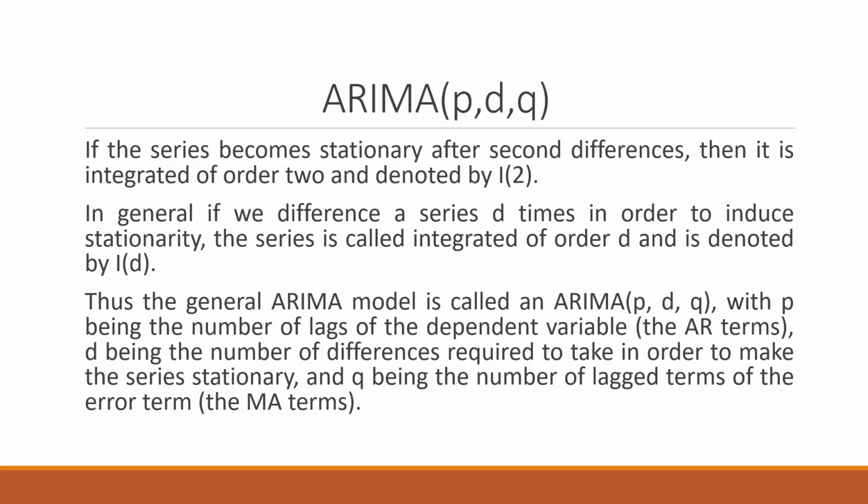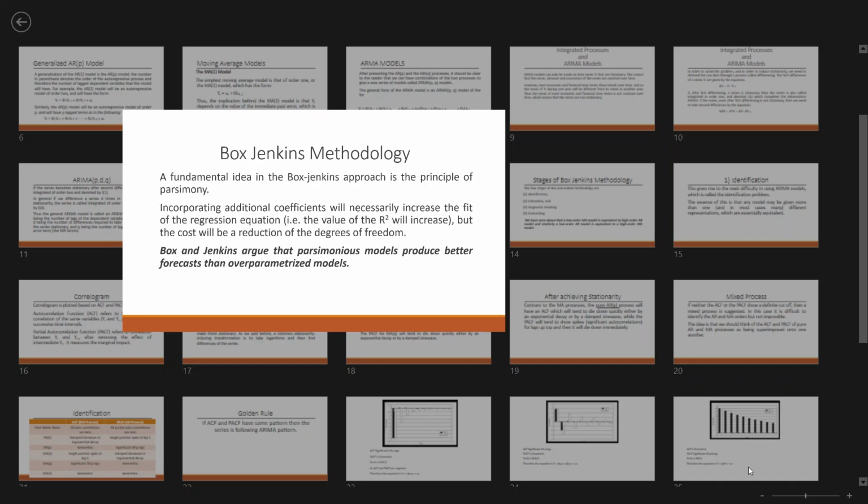Now how is the notation of ARIMA written? ARIMA into bracket P, D, Q. P stands for how many AR terms are there. D stands for I, how many times the series has been integrated. Q stands for how many moving average terms have been included in the model.